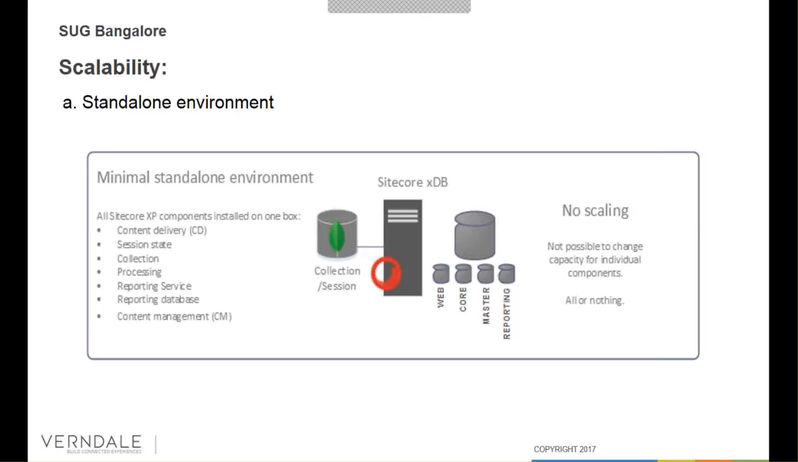So your content delivery server, content management server, processing server, reporting server, Solr server, everything is there in one system. So if you want to upgrade just one component of your system, you just can't do it, because everything is just one system. But this is the optimal environment for development, because you don't want to increase the cost of your development environment. So the standalone environment is actually not scaled, because everything is on one machine.